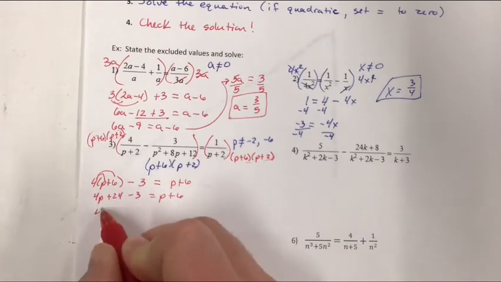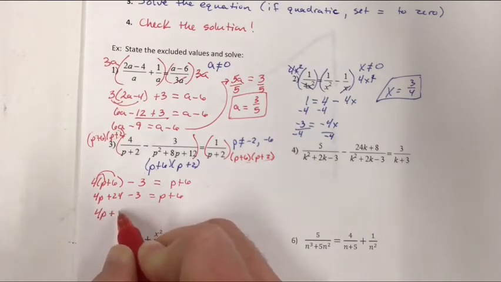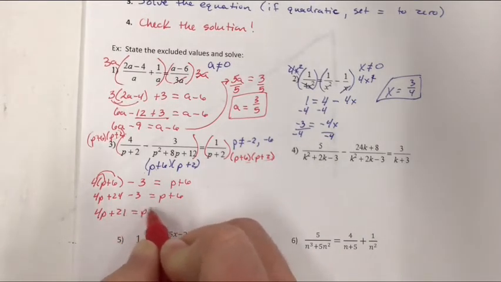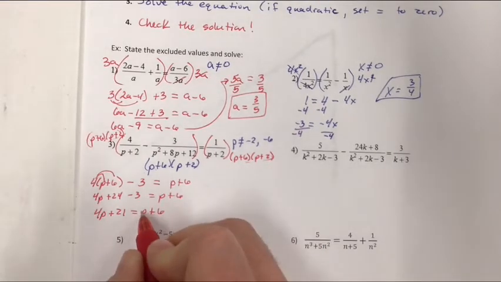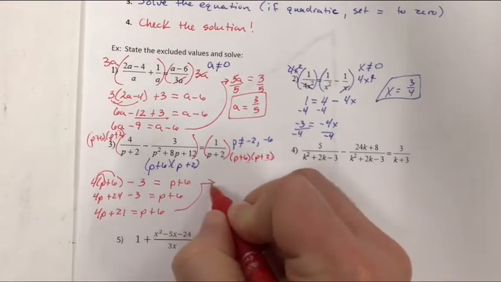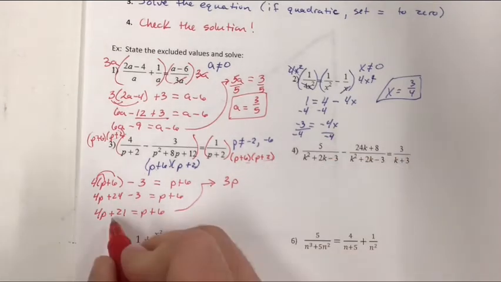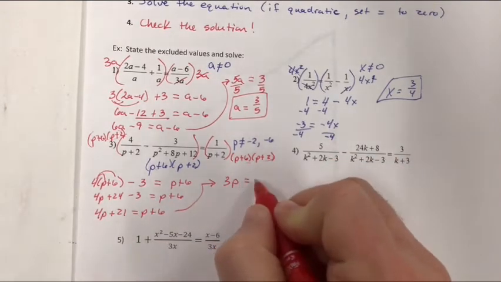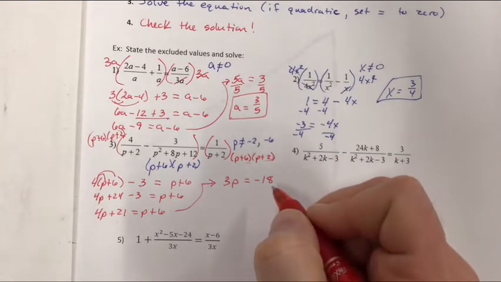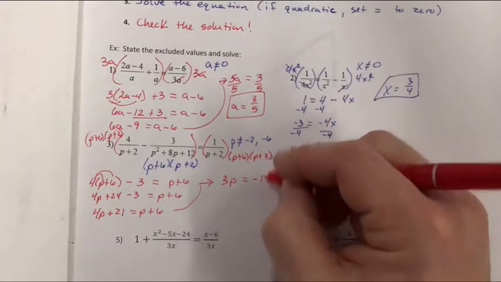Combine your like terms here. 4p plus 21 equals p plus 6. Subtract p from both sides. I'll move over here. Gives you 3p. Subtract 21 from both sides. We get negative 18. I'm sorry, negative 15.